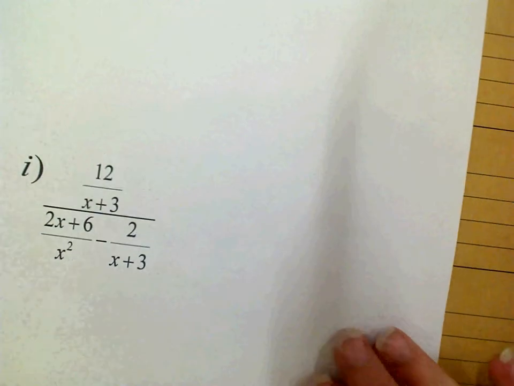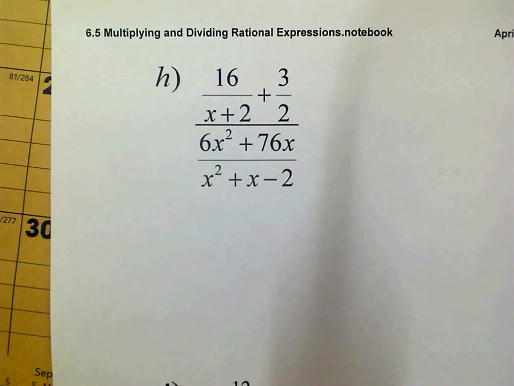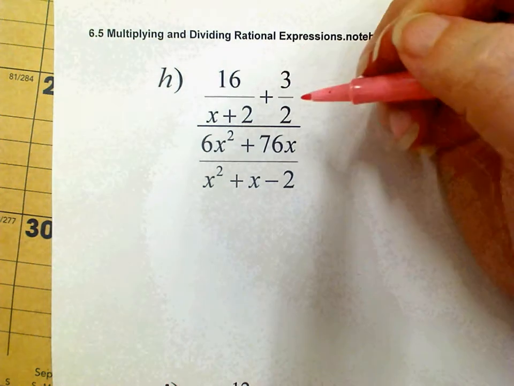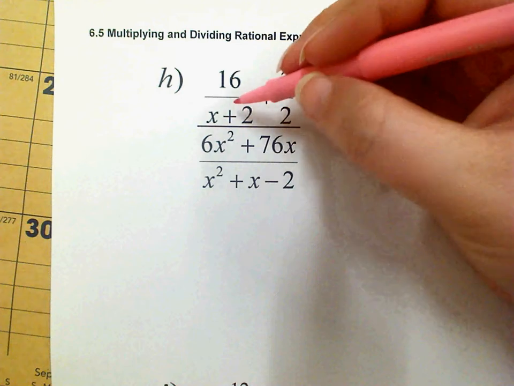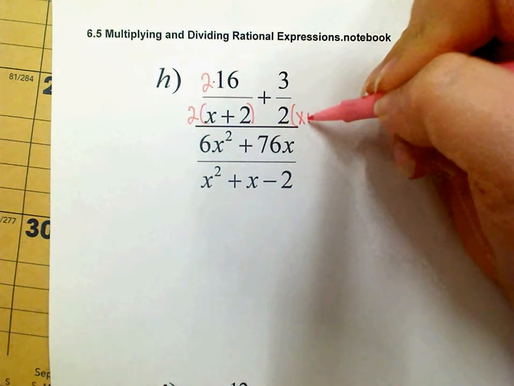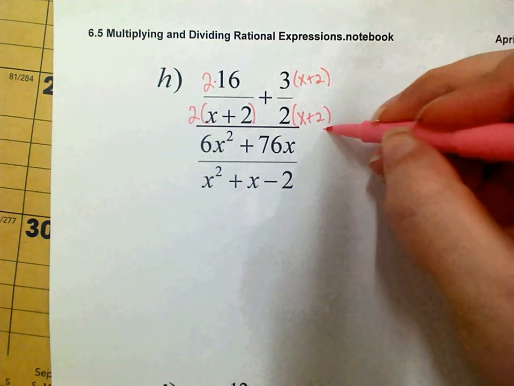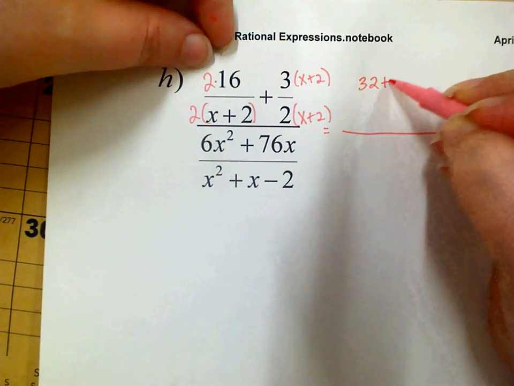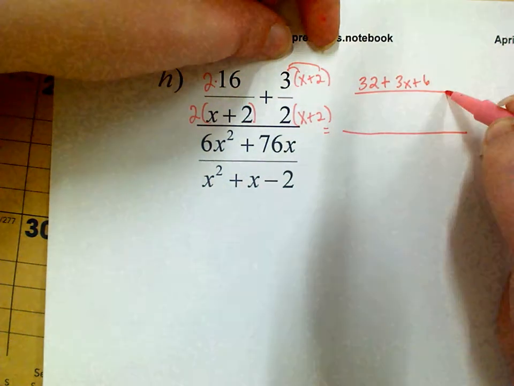On this one, I see that the numerator is the one that has addition, so I need to deal with that first. When I think about common denominators, I know that x plus 2 and 2 do not have any common factors. They both have a 2 in them, but 2 is not a factor. So on this side I need 2, and on this side I need x plus 2. Okay? So my numerator is 32 plus, and then I distribute the 3, 3x plus 6 over the common denominator, 2 times x plus 2. So there's my numerator.